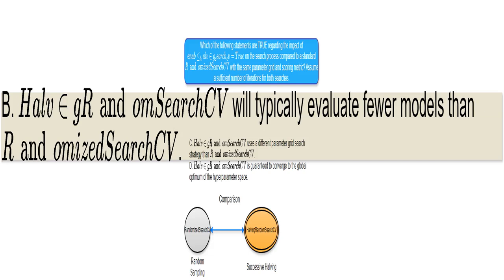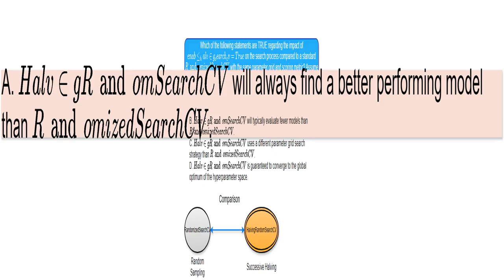HalvingRandomSearchCV removes poorly performing models. It usually evaluates significantly fewer models than RandomizedSearchCV for the same overall budget or iterations. This statement is true.